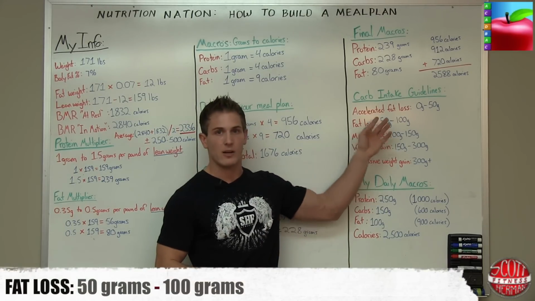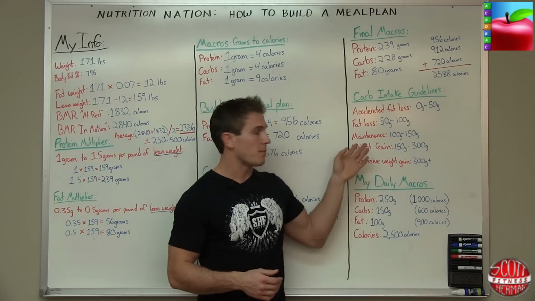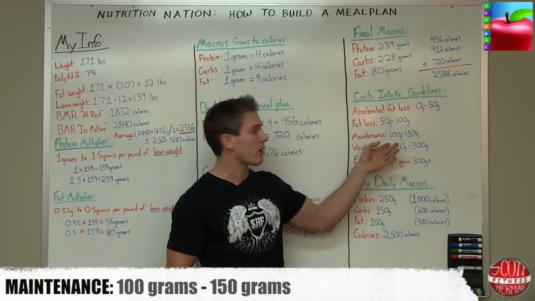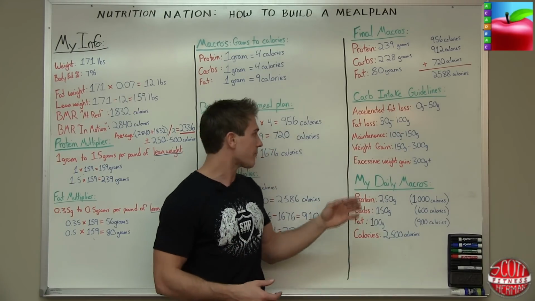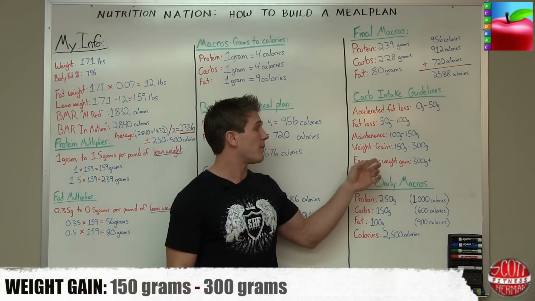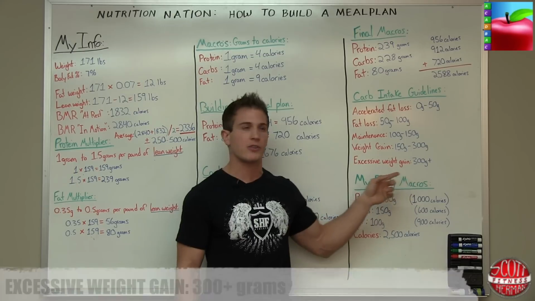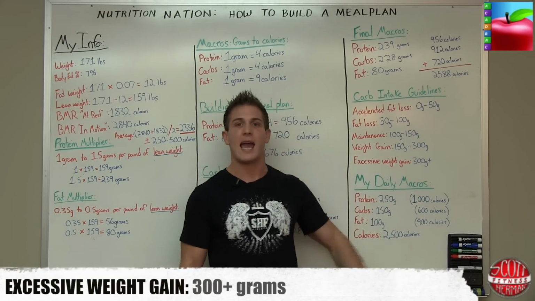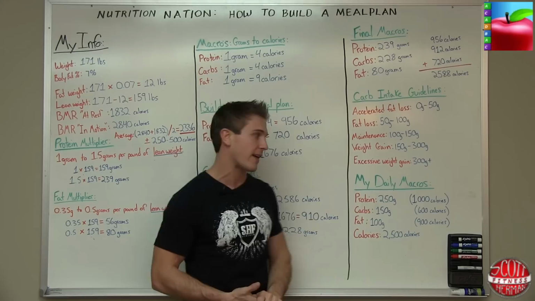Now for fat loss, a good range to be in is between 50 grams and 100 grams. For maintenance, you can go between 100 grams and 150. And maintenance just basically means kind of stay where you're at. For weight gain, you want to be between 150 grams and 300. And anything really over 300 is going to be the excessive weight gain category where you're actually gaining more weight than you really need to. You're putting on a lot of excess body fat.